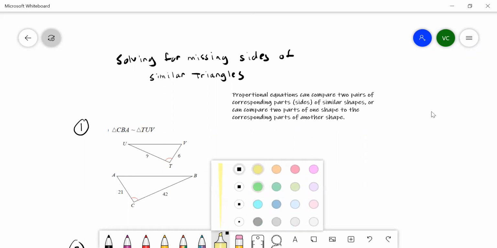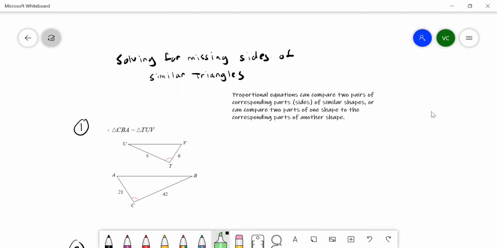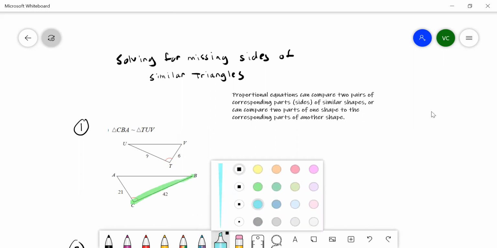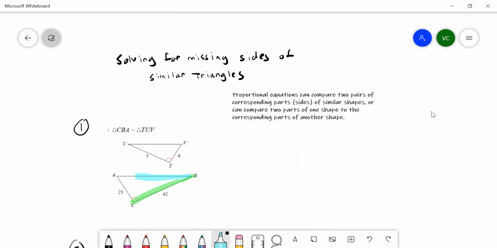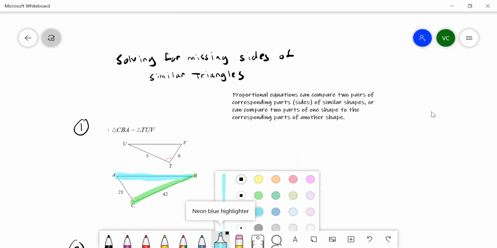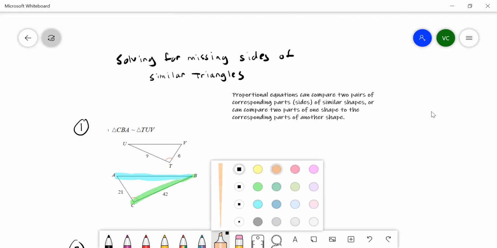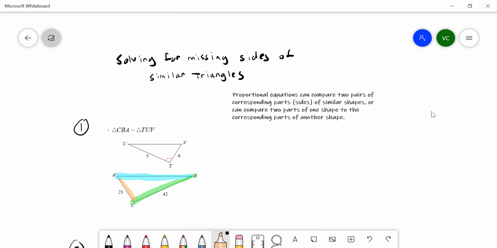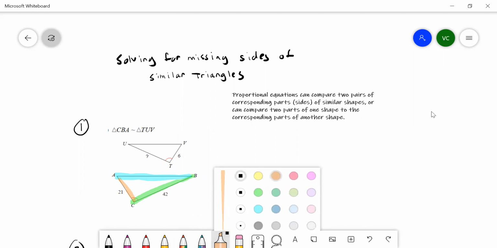So let's use green for the first. It's CBA, so we start from C and go to B, and then B to A. And then our last one is going to be AC. So for CBA, I used green, blue, then orange. And that's similar to TUV.